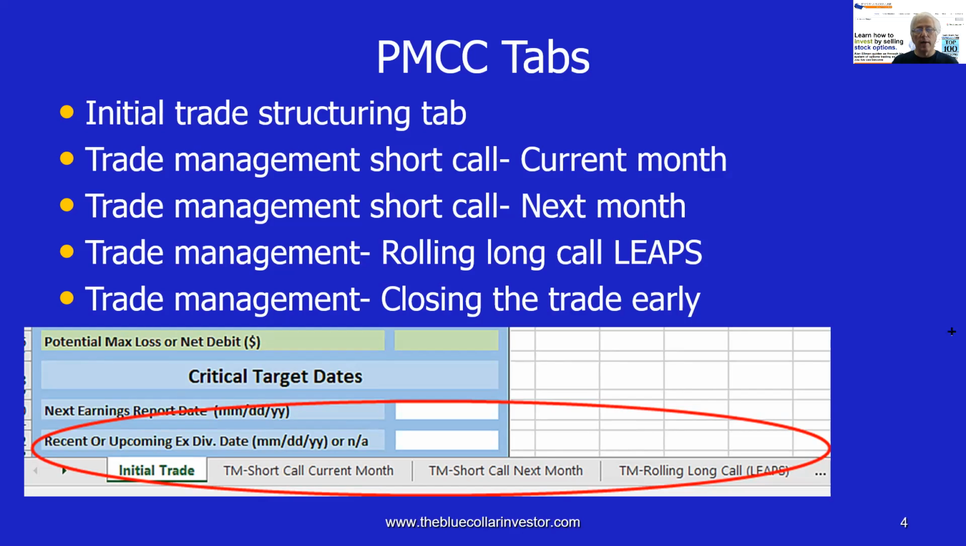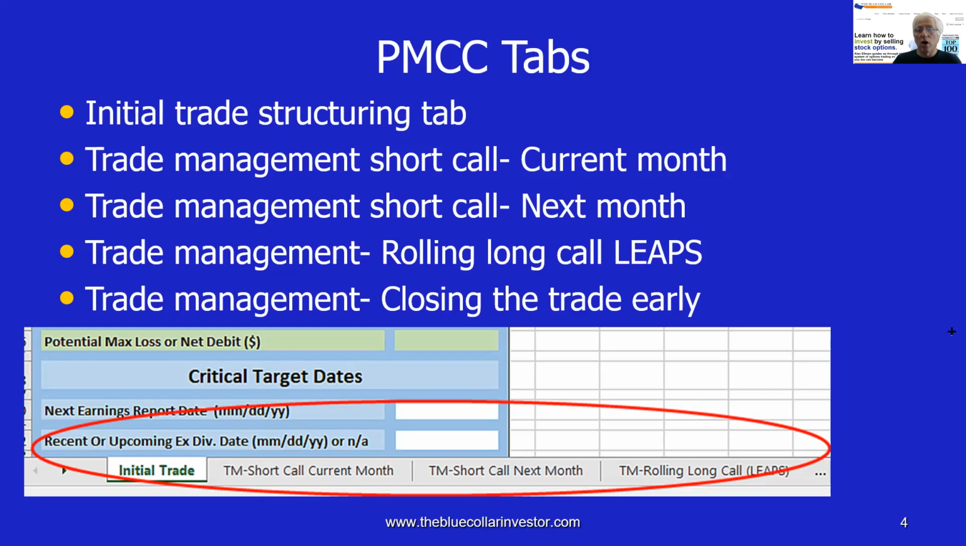Now, the second tab relates to trade management of the short call, which is really the active leg of the trade, the slightly out of the money call option. The second tab relates to management of the short call in the current month. The third tab relates to management of the short call in the next month, or more specifically, rolling the options. The 4th tab relates to management of the LEAPS itself, because like all options, LEAPS options will expire.